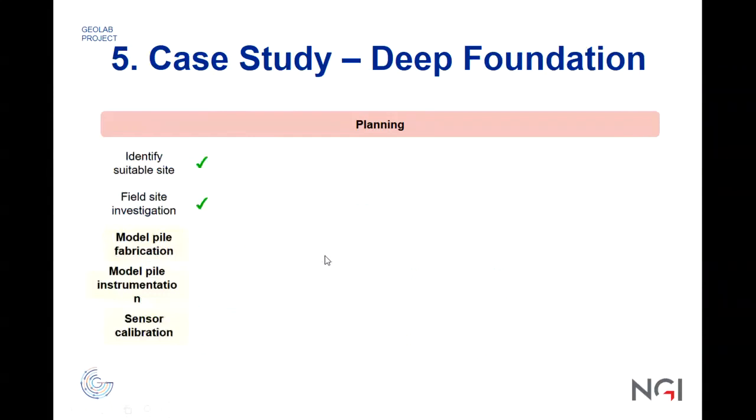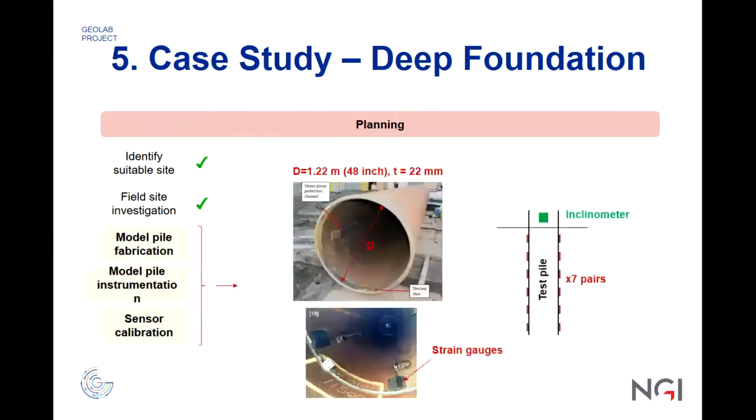The next step is then model pile fabrication, model pile instrumentation, and sensor calibrations. As you can see in this figure here, this is how it looks in reality. The pile has a diameter of 1.22 meter, a thickness of 22 millimeter, and strain gauges were installed inside the pile in seven pairs, and also an inclinometer.